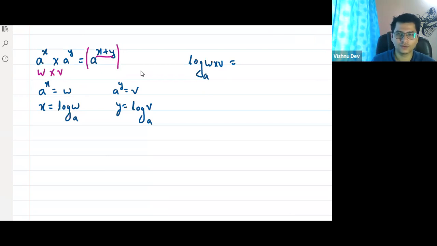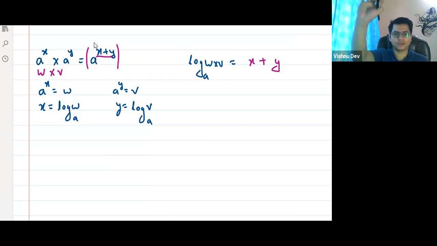But I think you made a mistake in writing the answer. It is x plus y. No, think about it. If you multiply these two, the power is x plus y. Yes or no? Did everyone understand this? Because log gives the value of power.